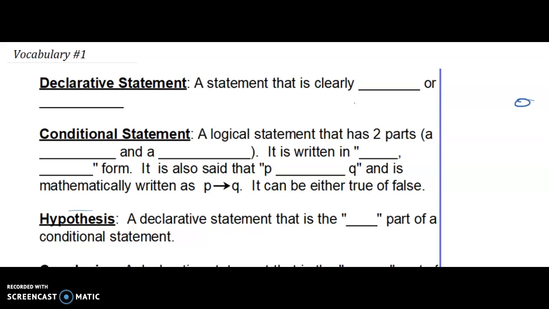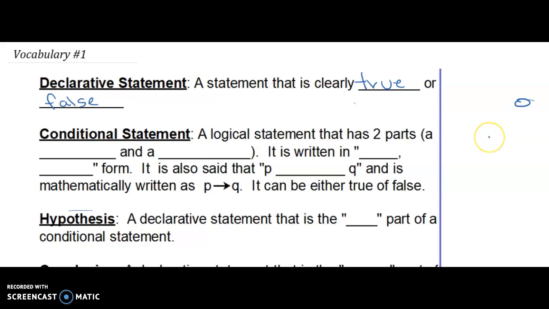A declarative statement, as some of you may know from English, is just a statement that is clearly true or false. So I could say, the sky is blue. That would be a declarative statement because it's clear to see that that statement is true. Or I can say, the grass is purple. That would also be a declarative statement. It's a false declarative statement, but it's still a statement that we can easily say is true or false.